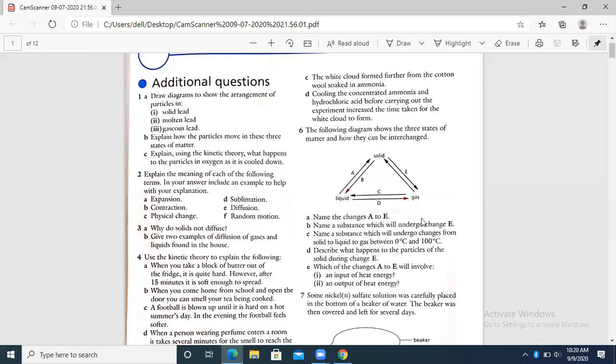Yeah, what is the name for that? A to E. Freeze. Liquid to solid.